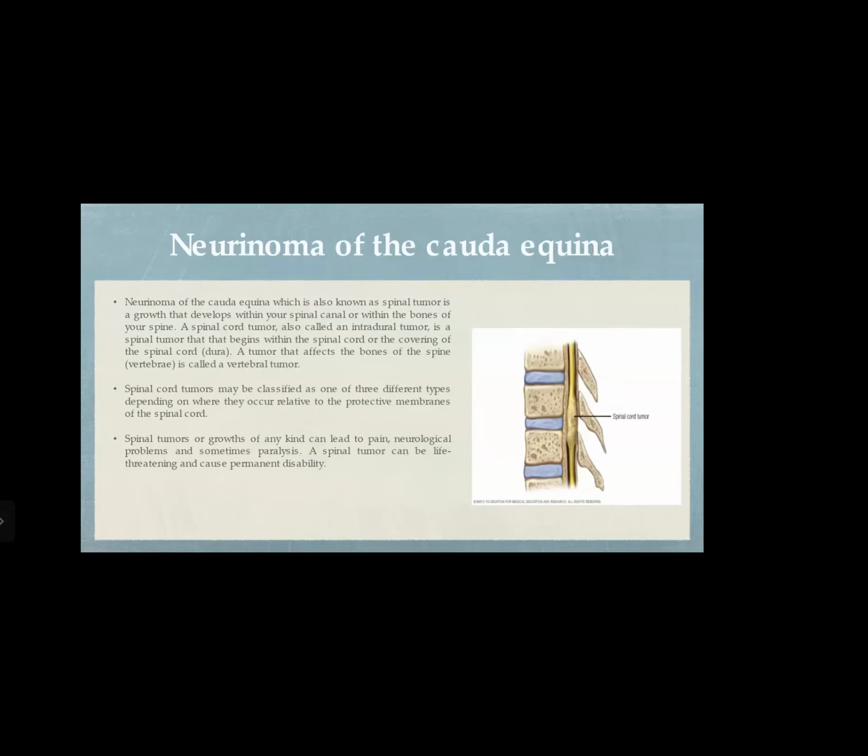Spinal tumors or growths of any kind can lead to pain, neurological problems, and sometimes paralysis. A spinal tumor can be life-threatening and cause permanent disability. In the figure beside, we can see a spinal tumor and how it occurs in the space.